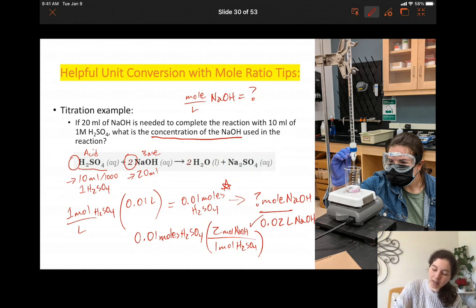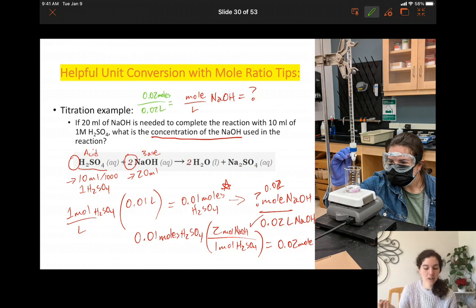We now have 0.02, sorry, that's what this equals, 0.02 moles of NaOH. Okay, so if we solve for our molarity, that means our molarity is 0.02 moles of NaOH over 0.02 liters of NaOH, which means our concentration here is 1 mole per liter. This is different from last time. So we found 1 mole per liter here.